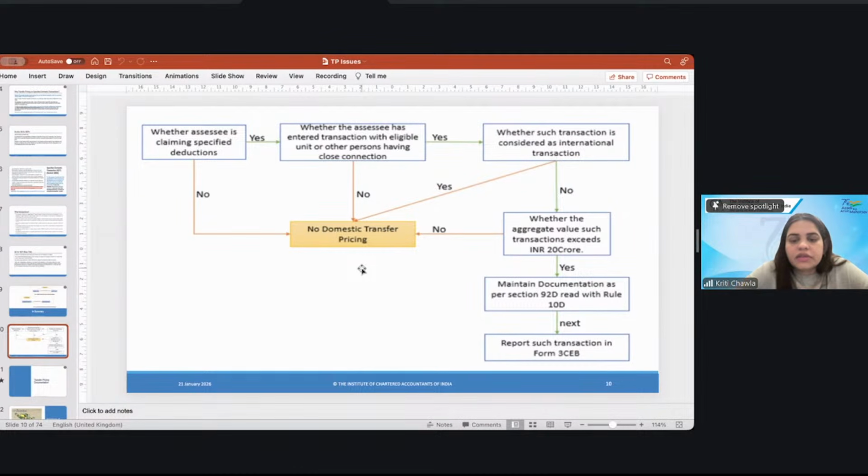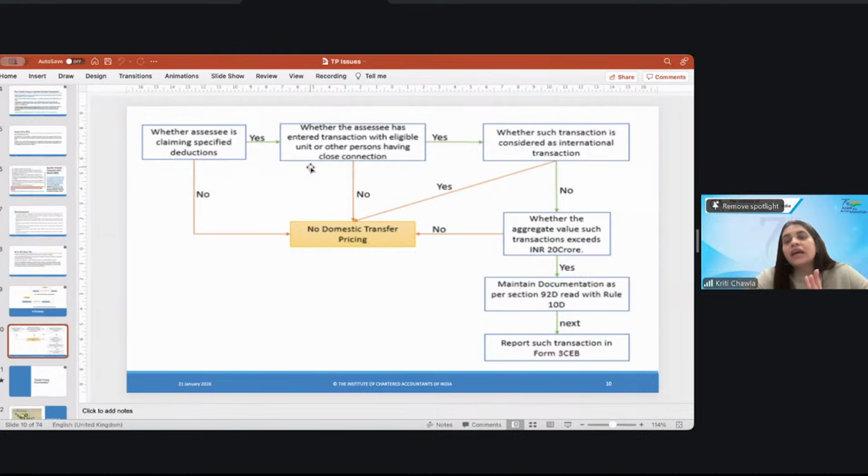Okay, so this particular diagram just talks about whether the assessee is claiming specified deductions as in 80-IA, 80-IAB, 10AA kind of deductions. If no, then no domestic transfer pricing will be applicable. If yes, you'll have to check whether the assessee has entered into transactions with those eligible units or any other person with which it has close connection. If yes, then you'll have to check whether such transaction is considered as an international transaction. Because if it is an international transaction, then SDT will not be applicable.